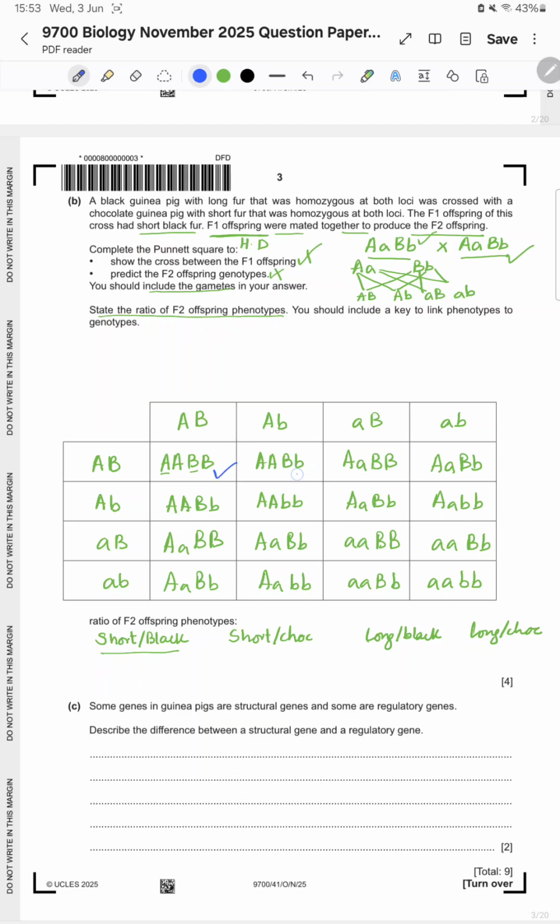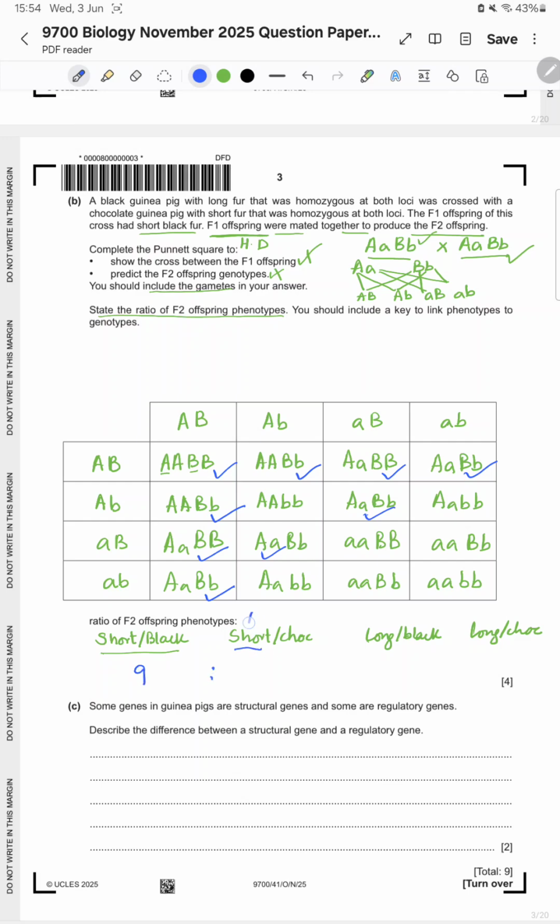So let me choose another color. This is short and black, short and black, short and black, this one, this is not the one. Okay, now this one, and this one, this one, and this one. Okay, so these are all the short and black outcomes. So let's count them: 1, 2, 3, 4, 5, 6, 7, 8, 9. That is 9.